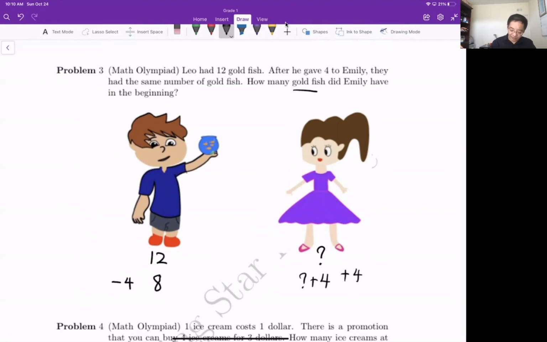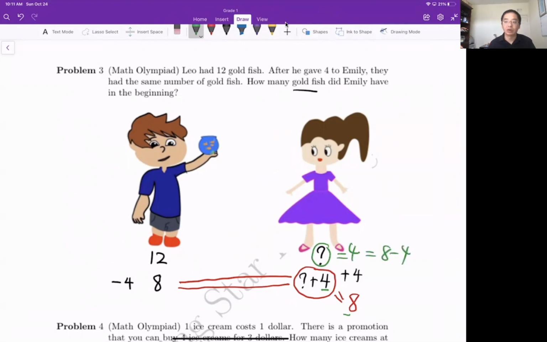Now it says after that, they are the same. So they have the same number of goldfish. That tells us after Emily received 4 goldfish from Leo, Emily had 8 goldfish. So what is this one? It should be 8 minus 4, right? After receiving 4, she had 8. So originally, she had 8 minus 4, which is 4, right?